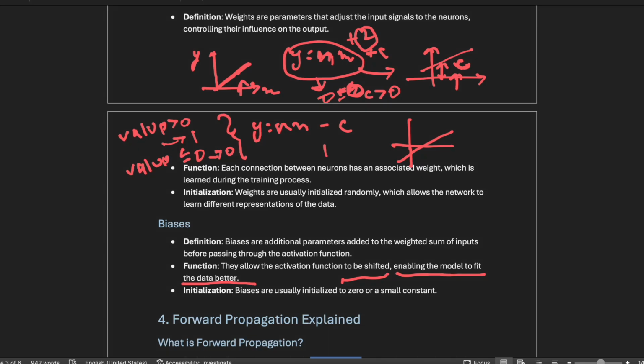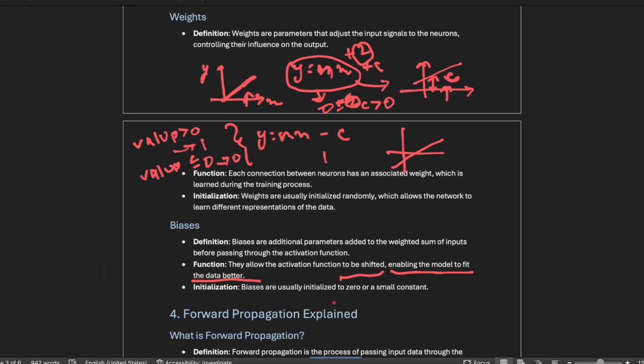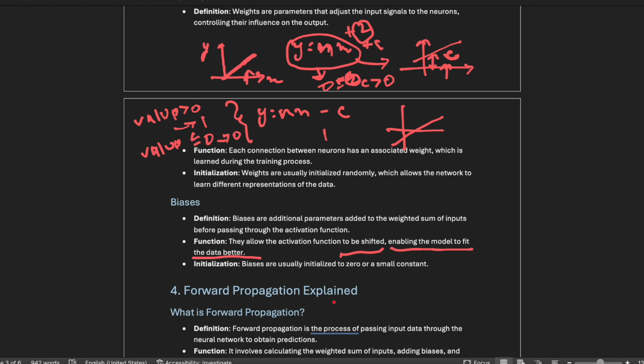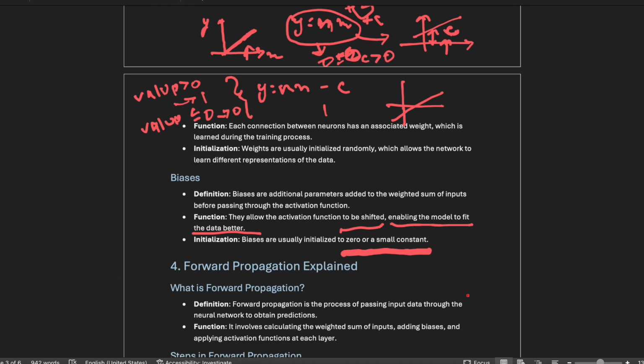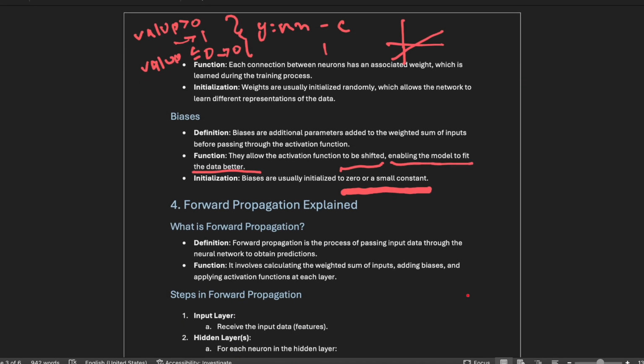Biases are also initialized randomly, and it is usually a small constant term. So basically, it is initialized to zero or a small constant term. You have already seen that in the previous example, where we took the value from the code we had already run, and then we verified that value.